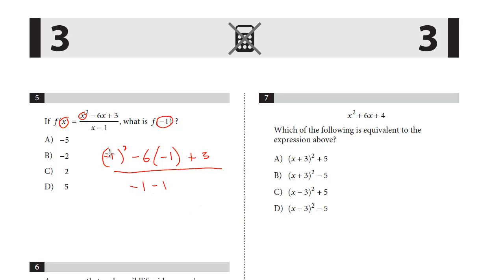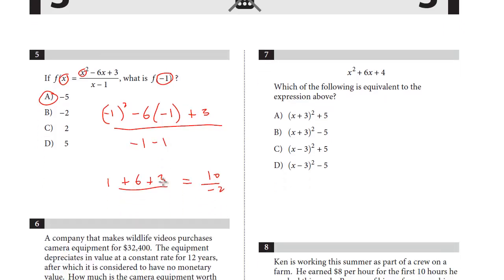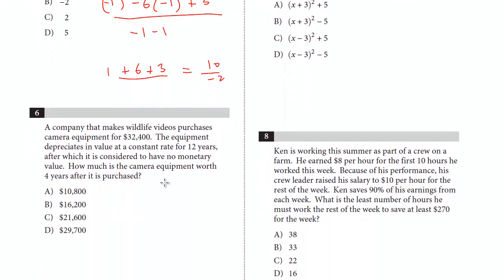And now we just simplify. Negative 1 squared, that is 1. Negative 6 times negative 1, that's plus 6, plus 3. And that's the numerator, so that equals 10. And negative 1 minus 1 is negative 2. 10 divided by negative 2 is negative 5. All right, let's take a look at number 6.